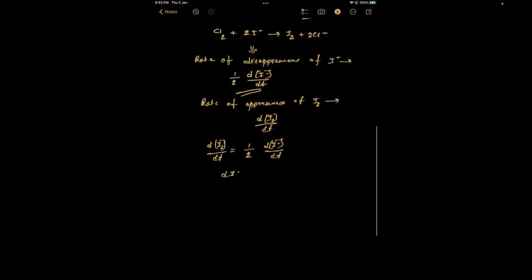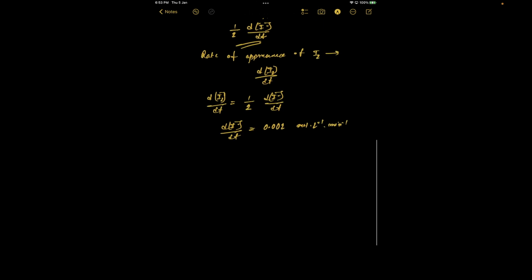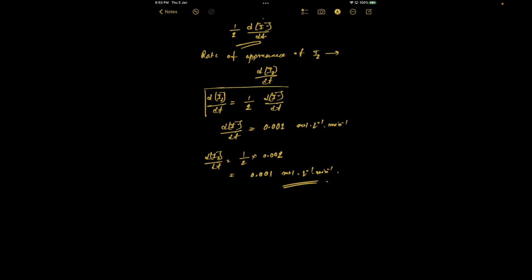We know that d I minus by dt is equal to 0.002 mole liter inverse minute inverse. So the rate of appearance of I2, d I2 by dt, will be half times 0.002, which equals 0.001 mole liter inverse minute inverse. So the main thing is that the rate at which I2 is appearing equals 1 upon the stoichiometric coefficient times the rate at which I minus is disappearing. This will be the main expression.